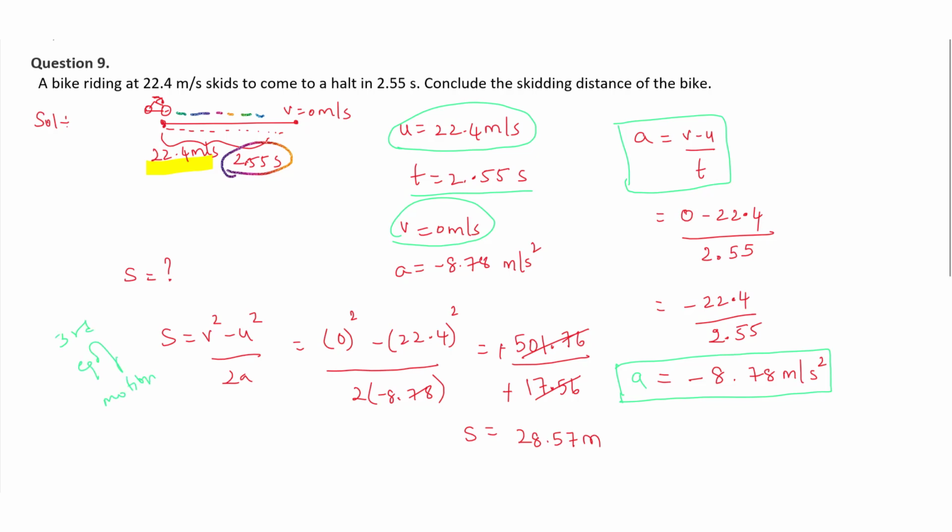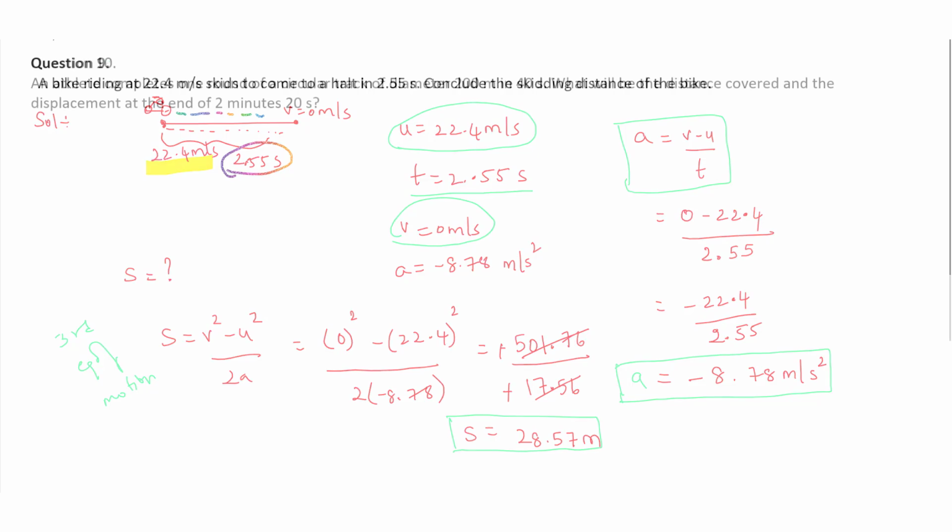S is equal to (V square minus U square) by 2A. Then I solved all these and got our displacement as 28.57. It means that after the bike skid, it traveled a distance of 28.57 meter. Okay, let's see our next question.